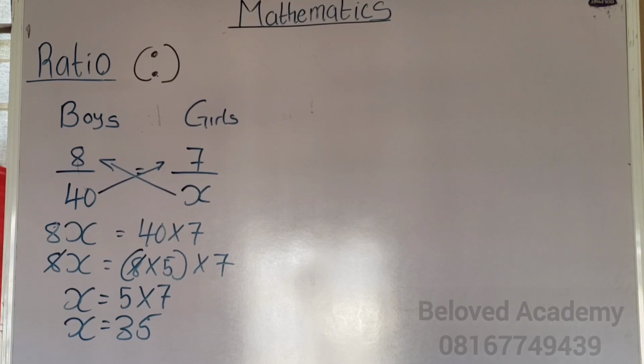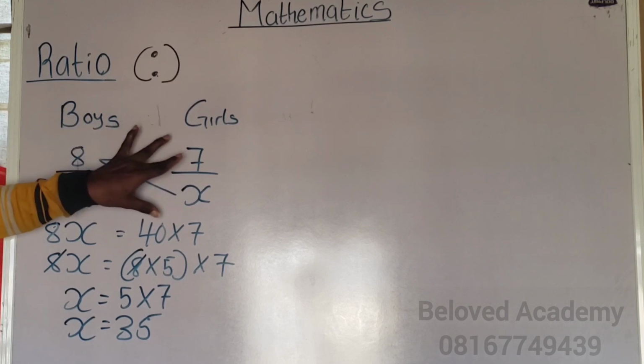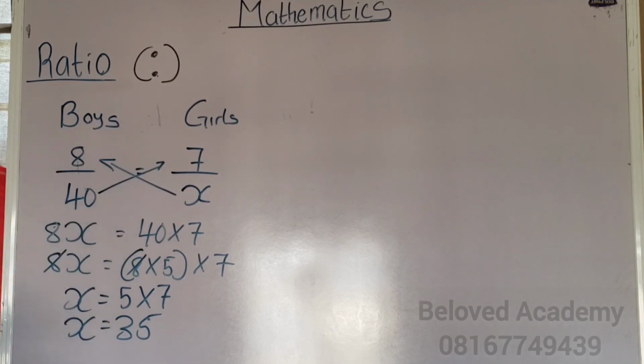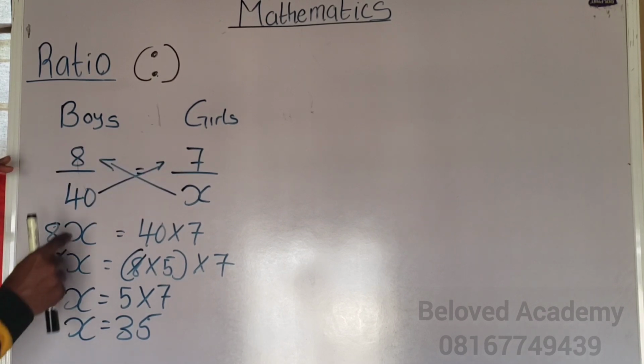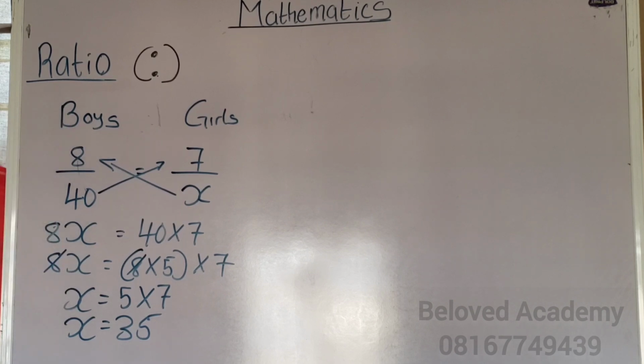We've been given that when there are 8 boys, there are 7 girls. That is what ratio tells us about. Now the number of boys increases to 40. How many girls will be present in the class? So we express it in fraction, then after that, we solve for the value of X. X is the total number of girls present when there are 40 boys, and we got the value of X as 35. That means that when there are 40 boys, there are 35 girls in the class.